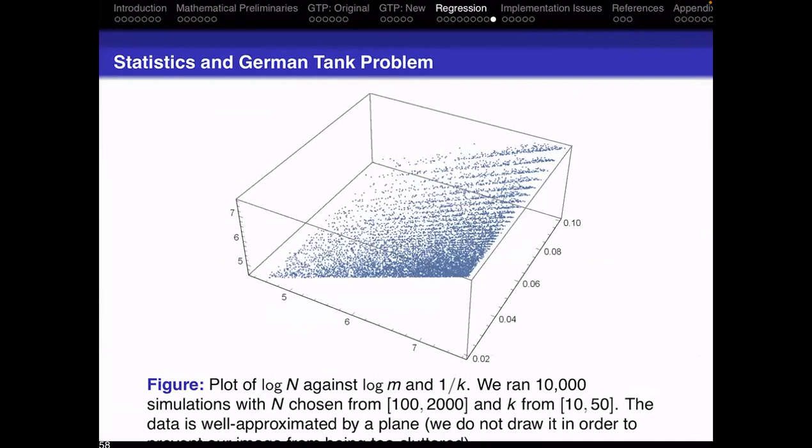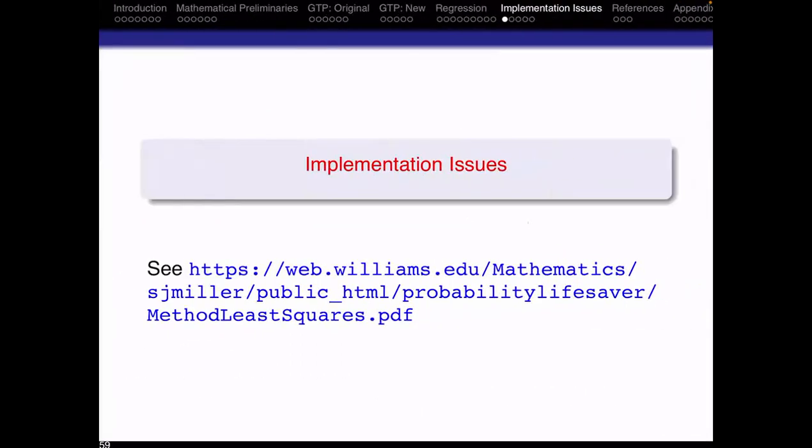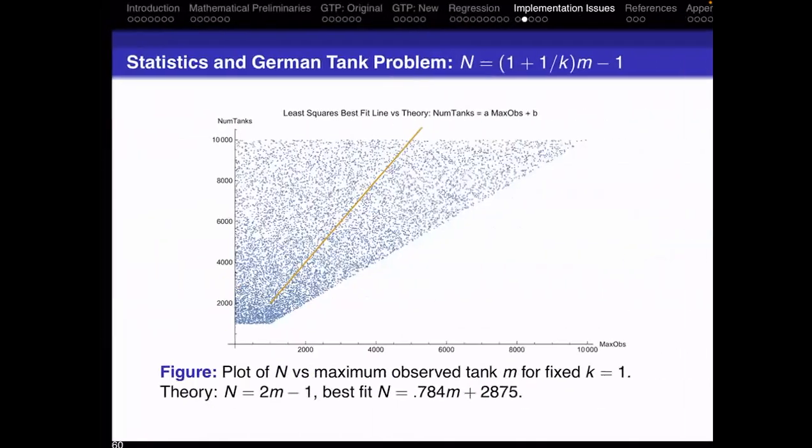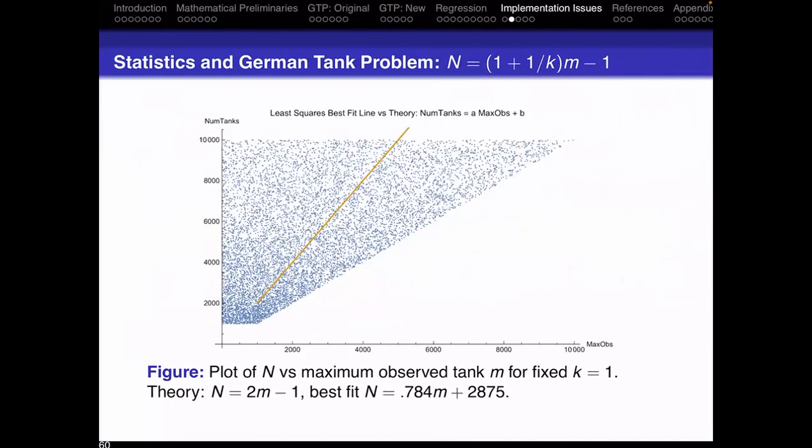What I want to do now is talk about implementation issues of trying to estimate things. And I want to show you how statistics can help theory and actually suggest what we should try to prove. So here, I am trying to estimate the number of tanks as a function of the maximum observed with one tank, one value. And so theory is n is equal to 1 plus 1 over k times m minus 1. So I get a best fit line of 0.784 m plus 2875.